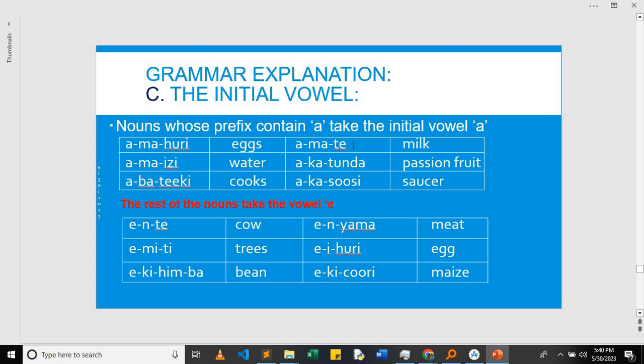Then this one, Ente. No, it's Ente. I saw it. Sorry. Then we have this one. Akatunda. Akatunda. This is a passion fruit.